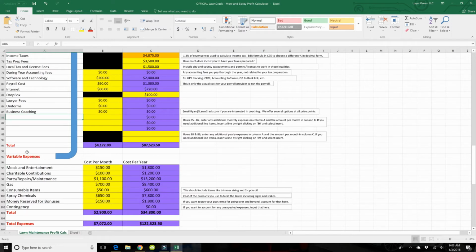All right, so variable expenses. Meals and entertainment. If you don't know, you can write off meals and entertainment. You can actually only write off 50% of the value, but it's still something to take advantage of, a little perk of being a business owner. So I do this roughly $1,800 a year. You need to talk to your accountant about how much is too much and what the guidelines are. There are several rules to follow doing that.